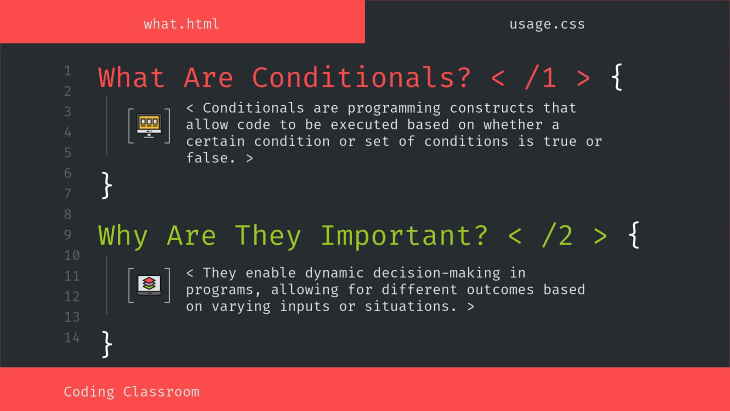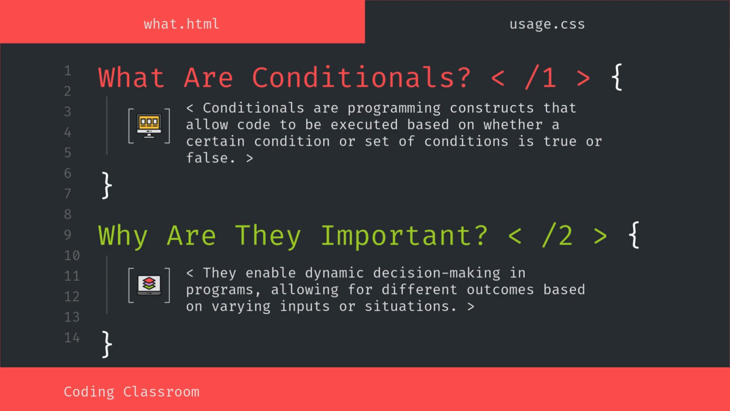What exactly are conditionals? Conditionals are programming constructs that allow different blocks of code to run depending on whether a specific condition is true or false. Think of it like making decisions in real life. For example, if it's raining, you bring an umbrella. If it's not raining, you leave the umbrella at home. The same concept applies in programming. Your code can behave differently based on conditions you define.